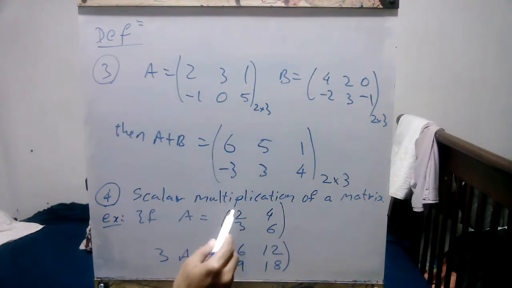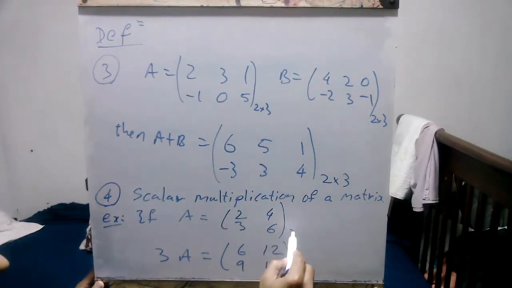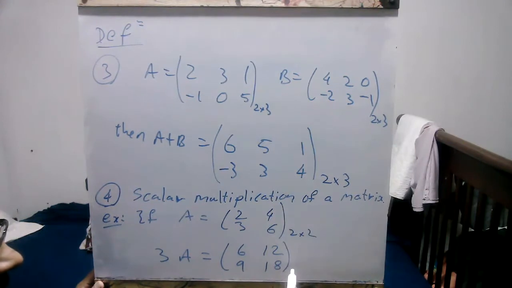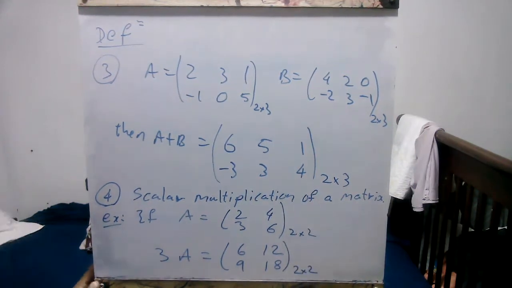Always think about size. This is a 2 by 2 matrix. As a resultant, we get a matrix with the same size, 2 by 2. Right?